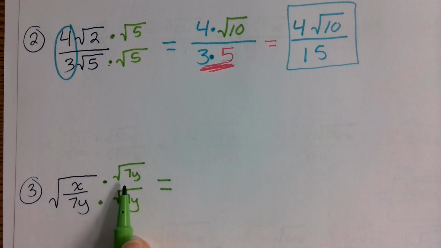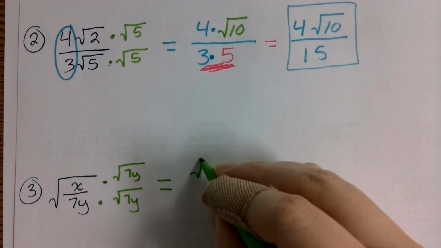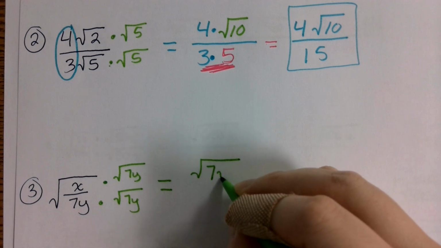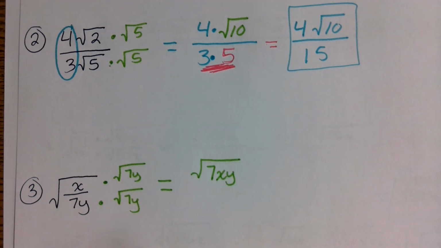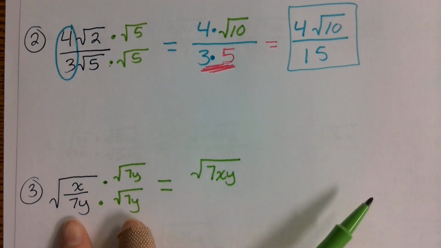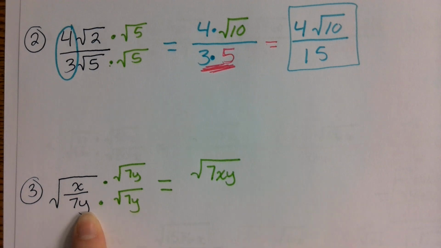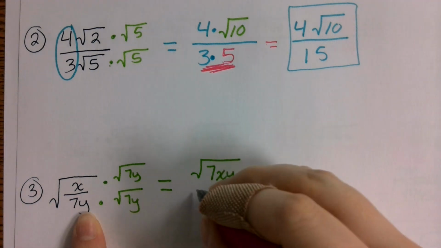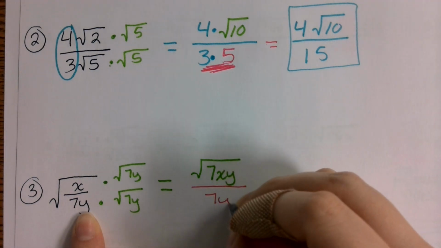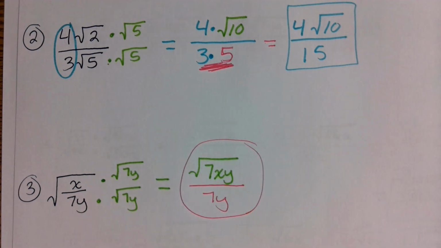What is x times 7y going to give us? 7xy. Good. So we get square root of 7xy. Okay, so when I do square root of 7y times square root of 7y, I'm keeping the 7y and getting rid of the radical. So your final answer is right here. Square root of 7xy over 7y.